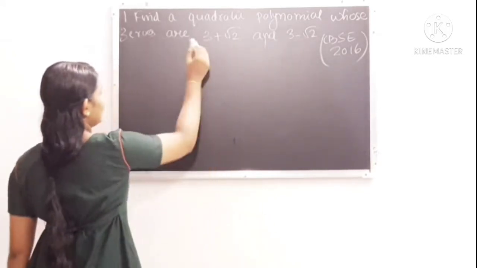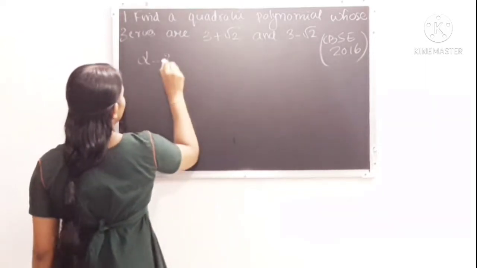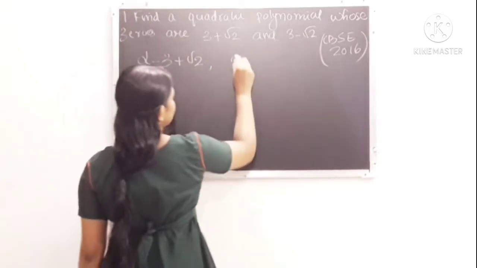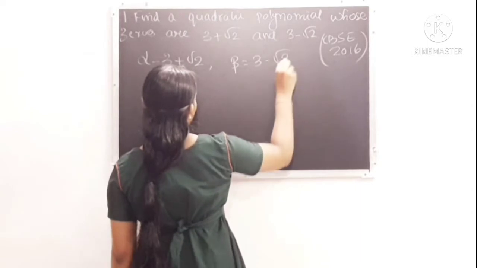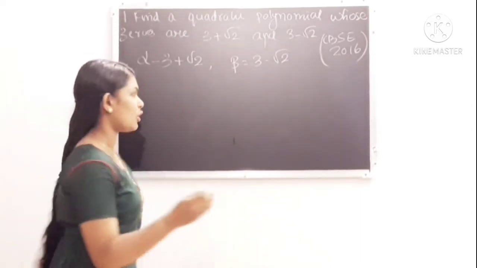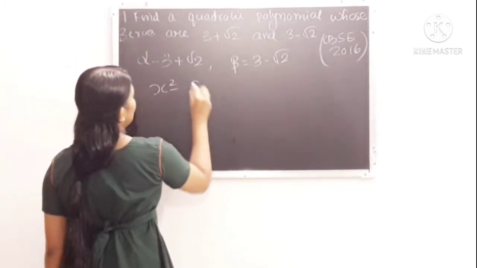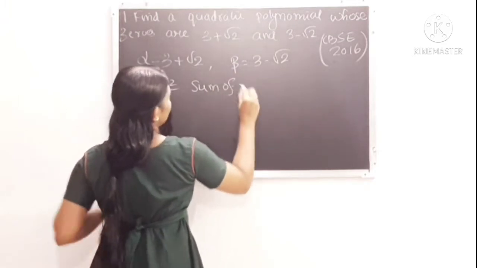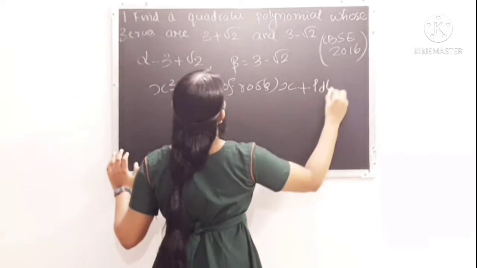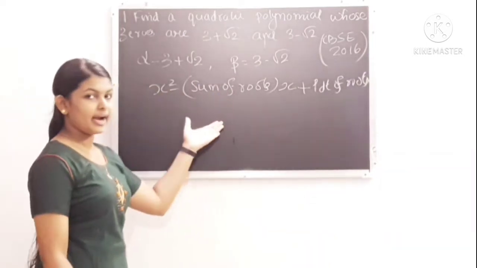So, as we usually do, we take one root as alpha. So, alpha is equal to 3 plus root 2. Now, the other root is beta. So, beta is given as 3 minus root 2. We already discussed that the general form of a quadratic polynomial is x square minus the sum of the roots into x plus the product of the roots. So this is the general form of a quadratic polynomial.